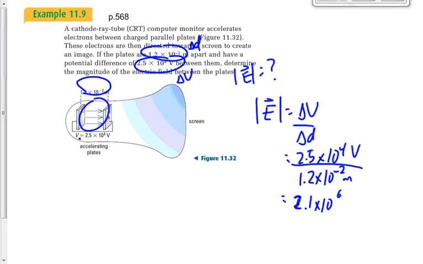Oh, look at the units here, though. What should the units be for this one? Why can't we use newtons per coulomb? Hey, that's the units for electric field, right? But there's now another set of units that I could also use that mean exactly the same thing. What are they, Dallin? Right. So 2.1 times 10 to the 6 newtons per coulomb.